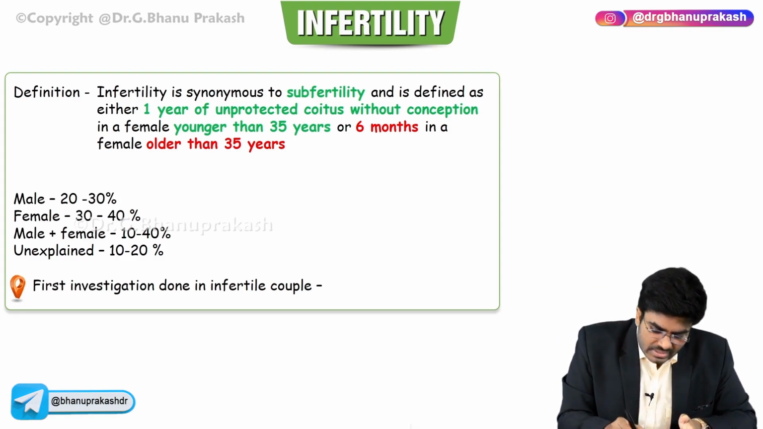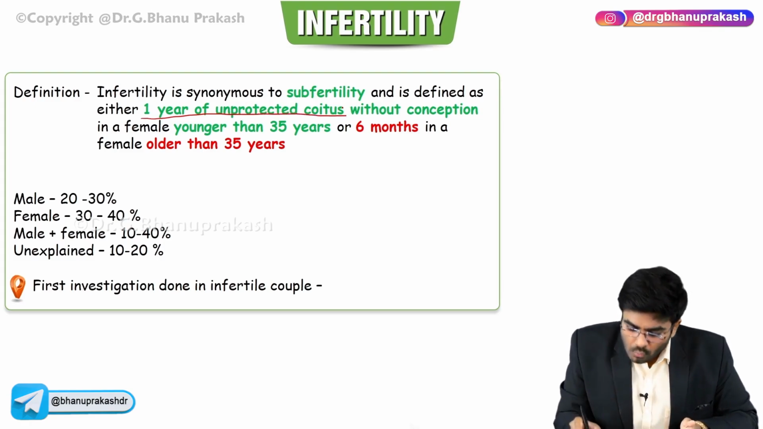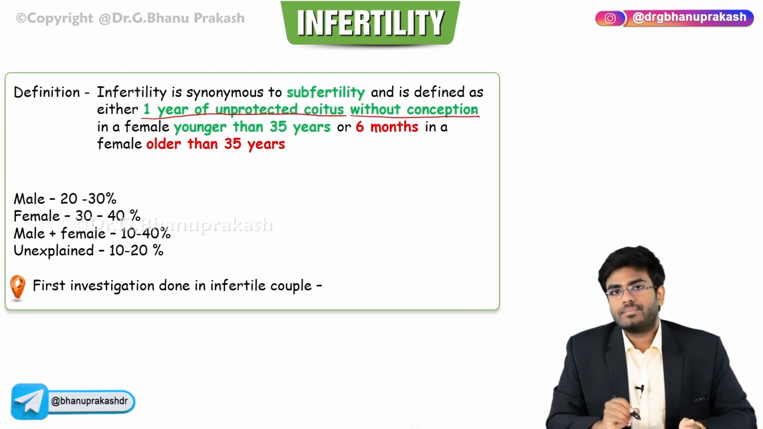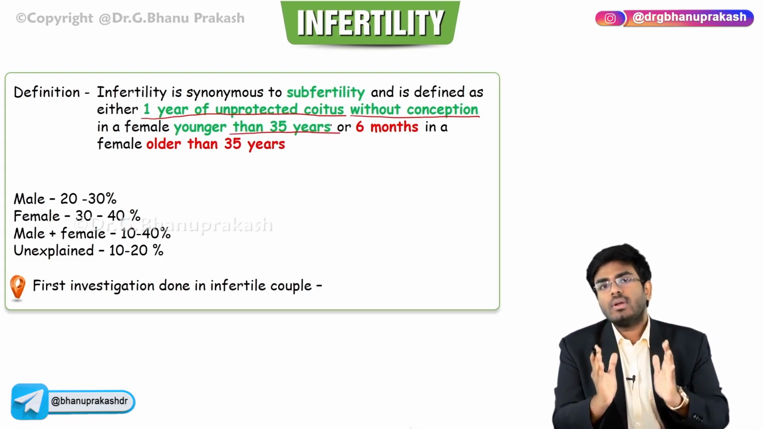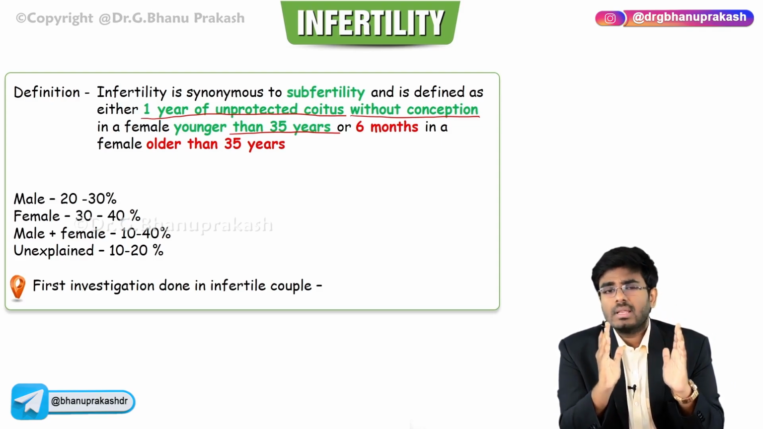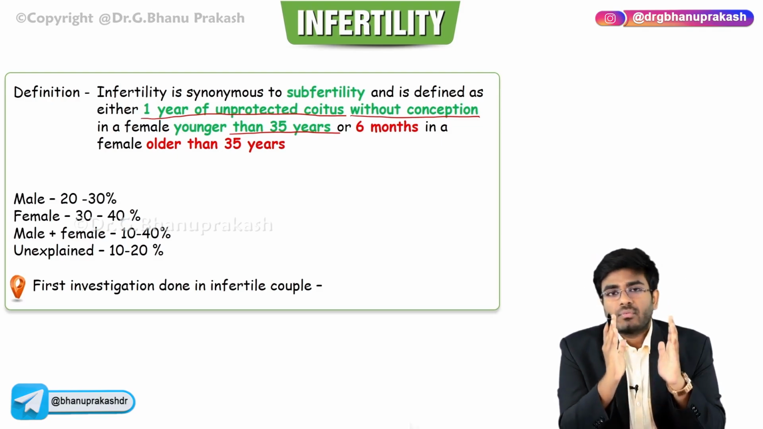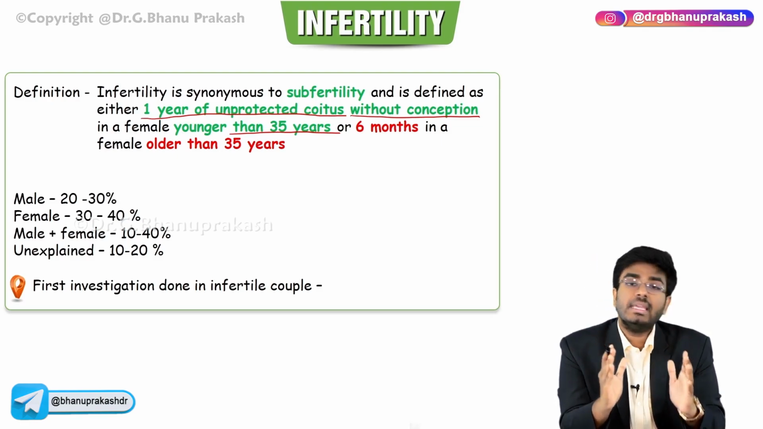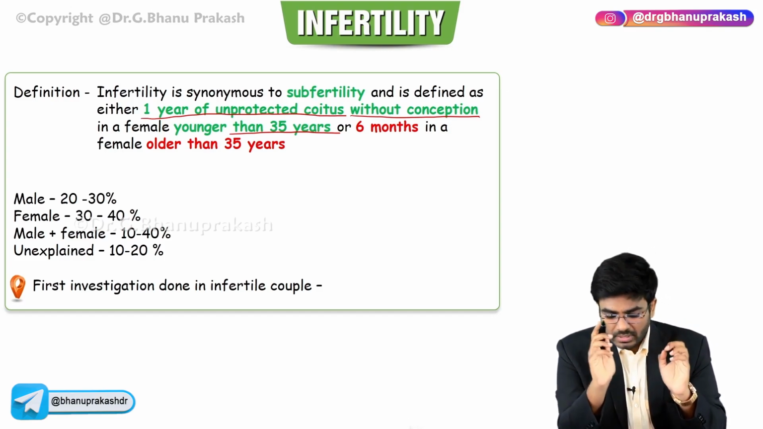So the definition is 1 year of unprotected coitus without conception, okay, in a female younger than 35 years. So I am talking about a female younger than 35 years. This couple is trying to make the pregnancy, but they fail to achieve the pregnancy even without any contraceptives. So that's the important point.